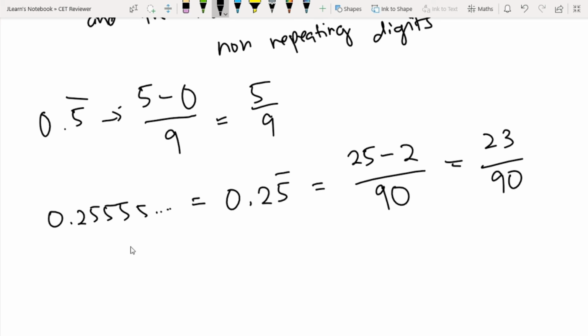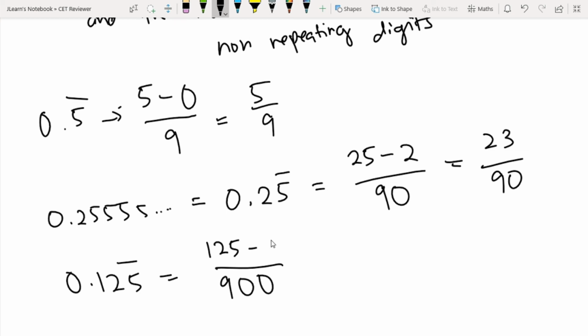Okay? So step up pa natin. So kunyari, 0.125 bar. Okay? So again, each repeating will be 9. So 9. Then yung non-repeating ay 0. So 0, 0. And then, yung numerator will be the difference between the decimal and then yung non-repeating. So that is 125 minus 12. So that is equal to 113 over 900. Okay? So ganun lang.